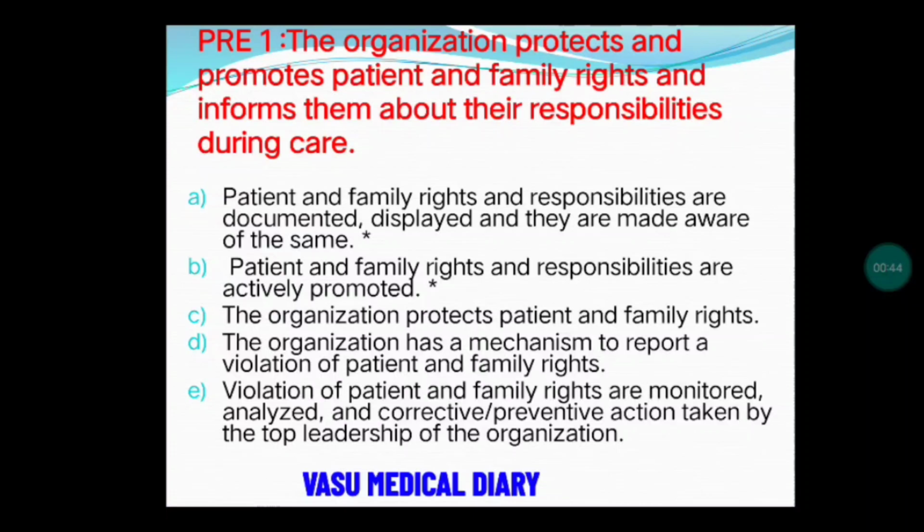In that, objective elements are: patient and family rights and responsibilities are documented, displayed, and they are made aware of the same. Whenever the patient is getting admitted, with the general consent itself we will be explaining them about their responsibilities and rights. It will be documented and also displayed on the wall of the hospital. Patient and family rights and responsibilities are actively promoted by the hospital staff.